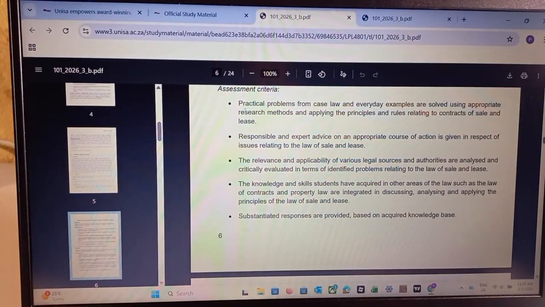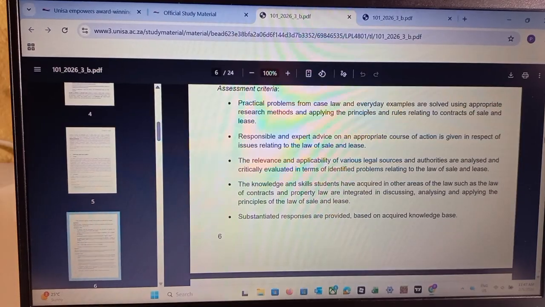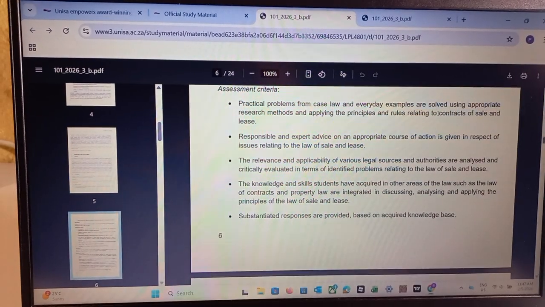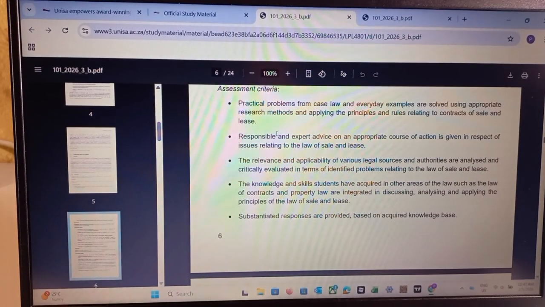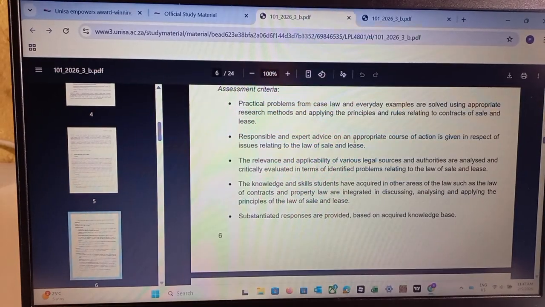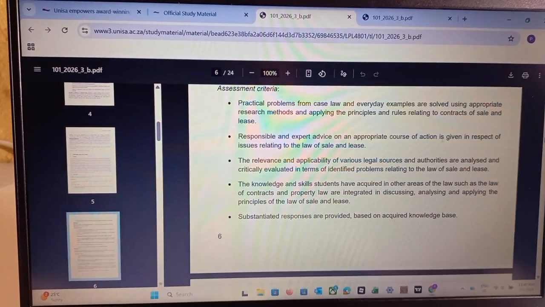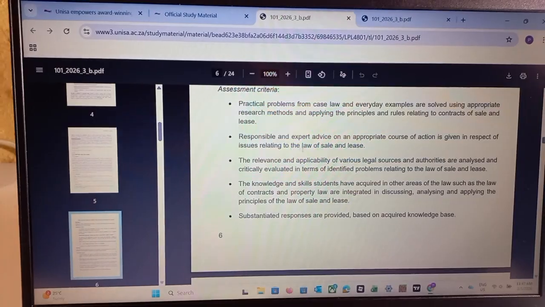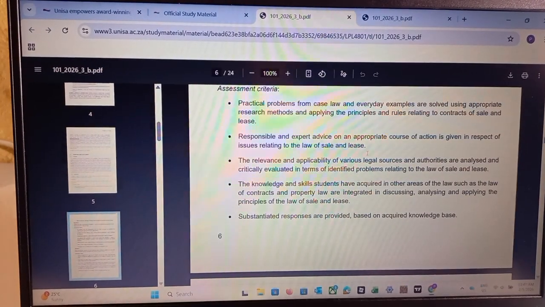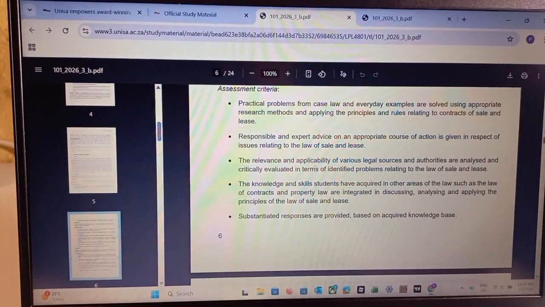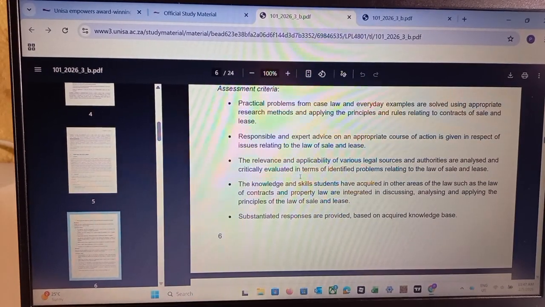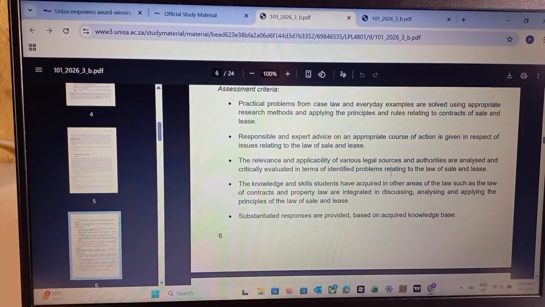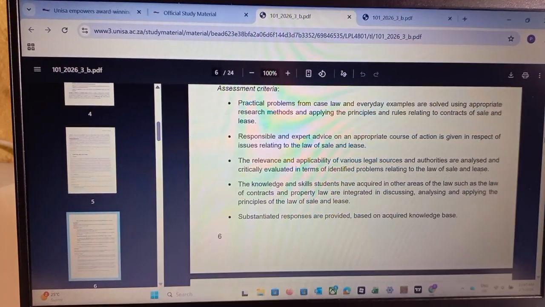Assessment criteria. Practical problems from case law and everyday examples are solved using appropriate research methods and applying the principles and rules regarding contracts of sale and lease. Responsible and expert advice on an appropriate course of action is given in respect of issues relating to the law of sale and lease. The relevance and applicability of various legal sources and authorities are analyzed and critically evaluated in terms of identified problems relating to the law of sale and lease.